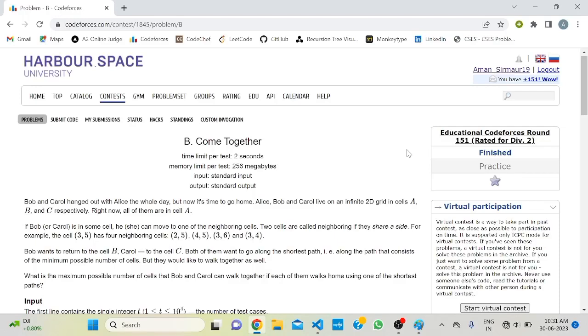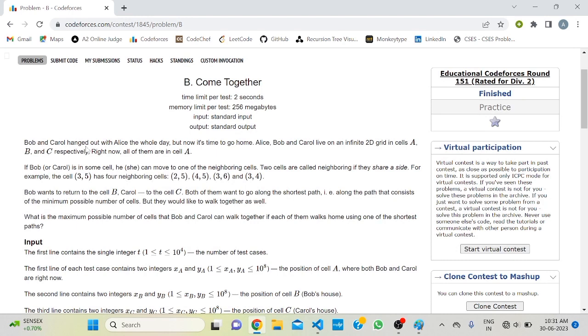Today we are going to solve Codeforces Round 151 Division 2 second question. Let's come together. So here is the question. Bob and Carol hang out with Elise the whole day, but now it's time to go home. Elise, Bob and Carol live on an infinite 2D grid in cells A, B and C respectively. Right now, all of them are in cell A. So all Elise, Bob, and Carol are in cell A currently.